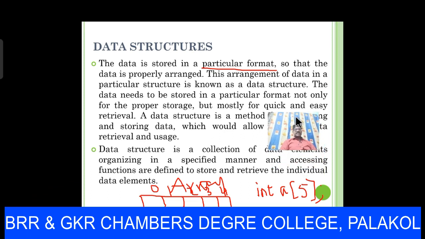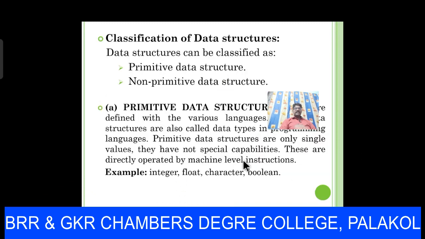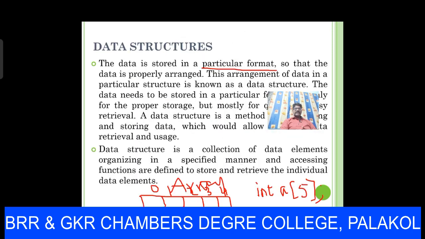So data structure is a collection of data elements. This is one element, this is one element. We call them different types of elements. The accessing functions are defined to store and retrieve the individual data elements. So it is a collection of data items organized in a specific manner, and accessing functions are defined to store and retrieve the individual data elements.